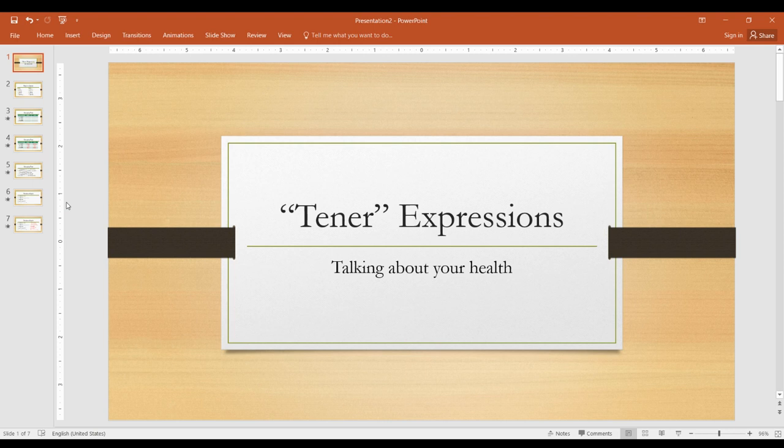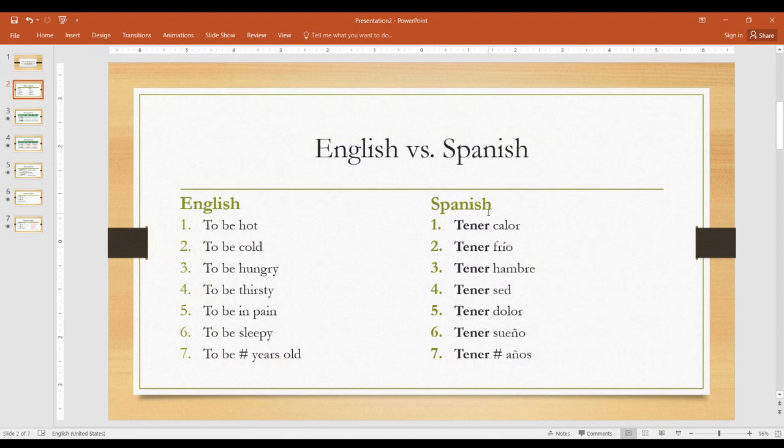In this first part of the two-part grammar series for this module, we're going to take a look at a pretty easy grammar point, which is tener expressions, which we can use to talk about your health. We know the verb tener means to have, and all of these expressions on the Spanish side use this verb tener, but notice that in English they use the verb to be. So in English we say to be hot, to be cold, to be hungry, to be thirsty, to be in pain, to be sleepy, or to be some number of years old.